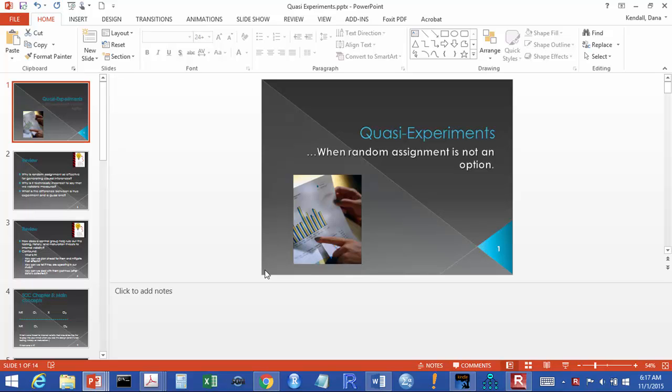And the main objective here is to provide a quick overview of quasi experimentation and the different threats that are most salient in the context of this kind of study. When random assignment isn't an option.